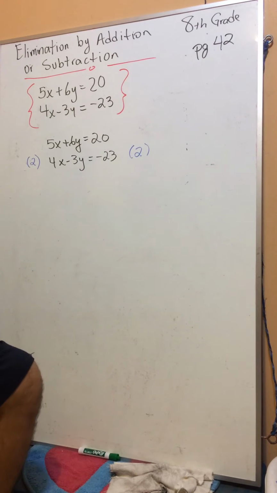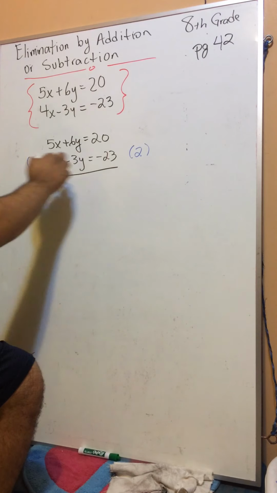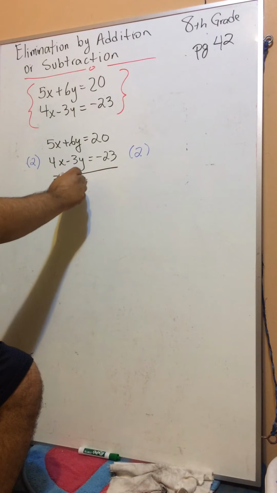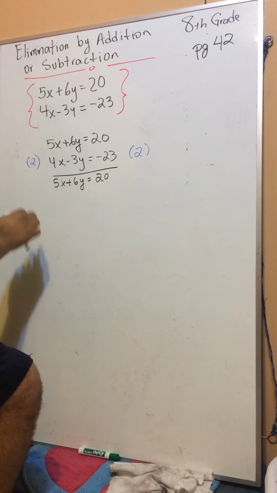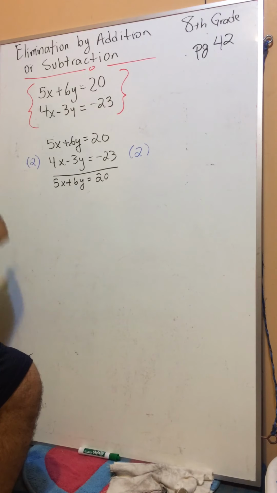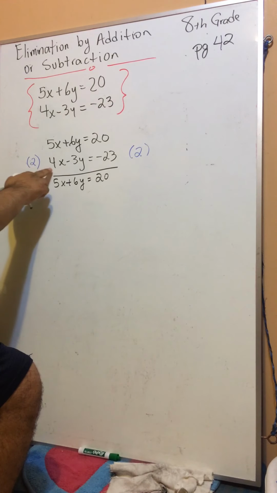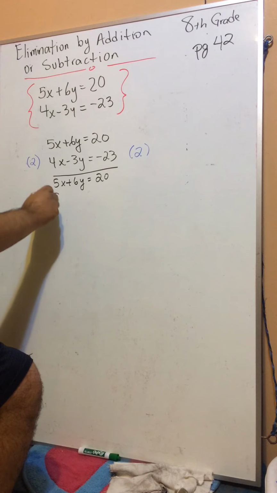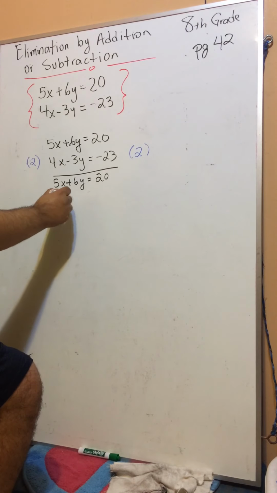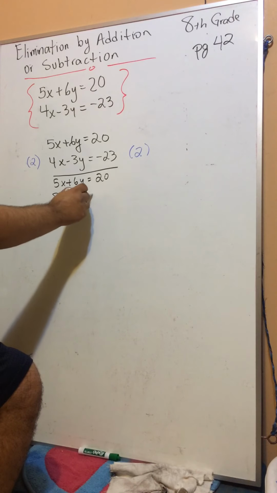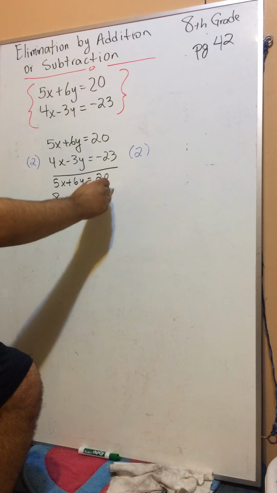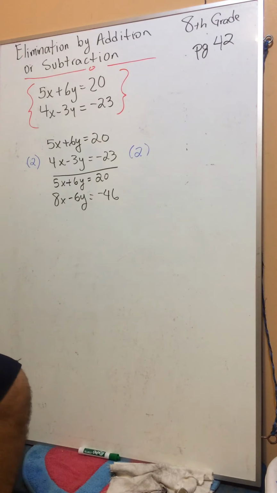So let's simplify. We just copy the first one, 5x plus 6y equals 20. Now we're multiplying the bottom equation by 2 on both sides. Let's see what happens. 2 times 4, 8x. 2 times minus 3y, minus 6y. And 2 times minus 23 is going to be minus 46.